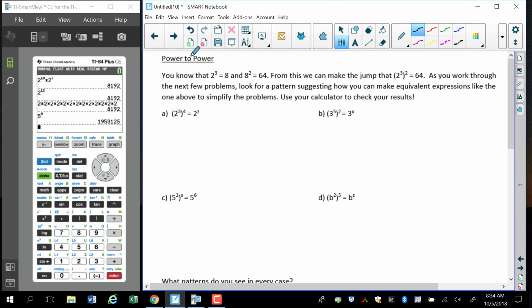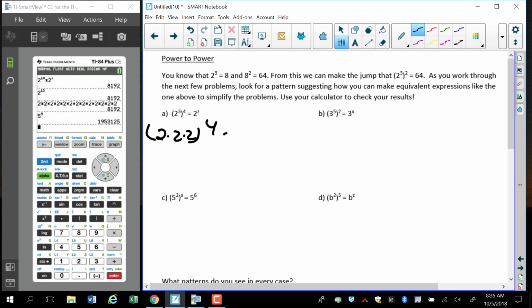Lay these things out. Now, if you do that, if you lay those out, and this is on the next page, hopefully this will make sense about what this is. 2 to the 3rd to the 4th power is 2 to what power? Well, let's think about it. 2 to the 3rd is this.